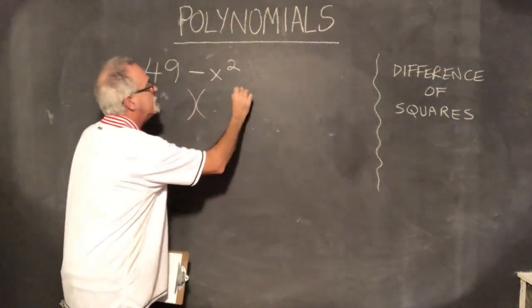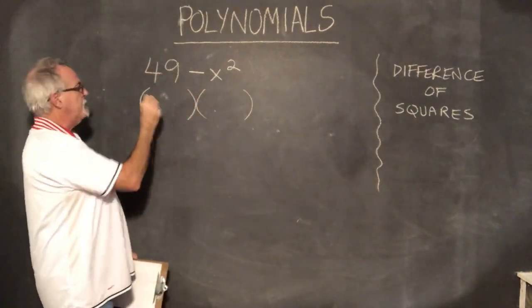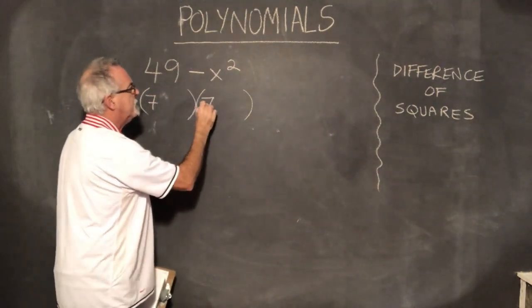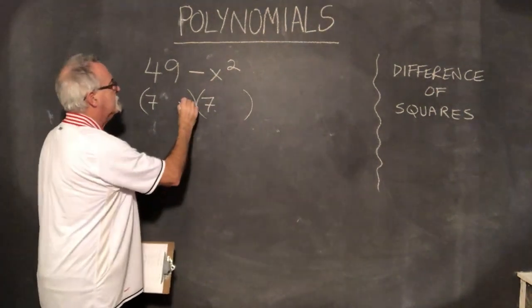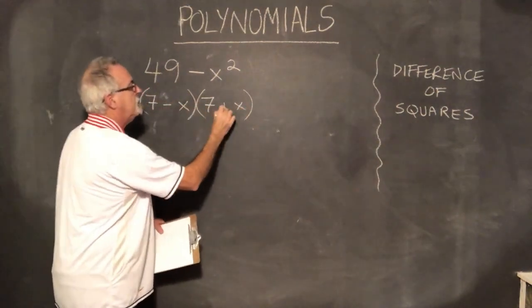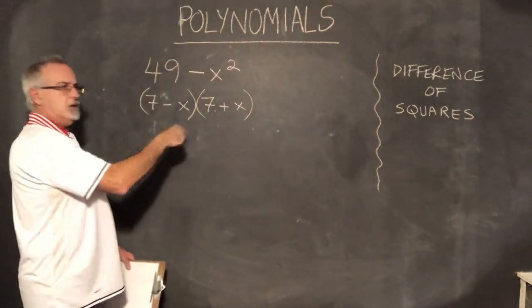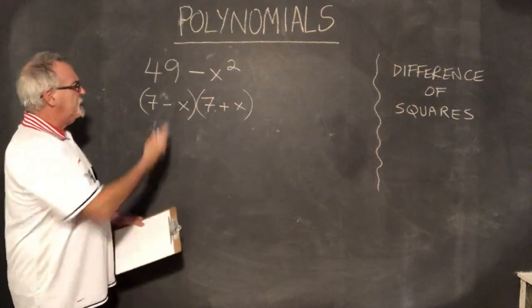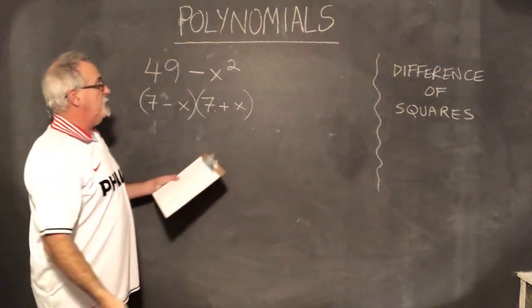Write the two sets of brackets. What's the square root of the first term? The square root of 49, that is 7. What's the square root of the second term? The square root of x squared is x. I need one minus and one plus. I can put them in whichever order. 7 minus x, 7 plus x. It's kind of backwards looking compared to the other examples, but I did what I have to do when I do difference of squares. It seems to be working.